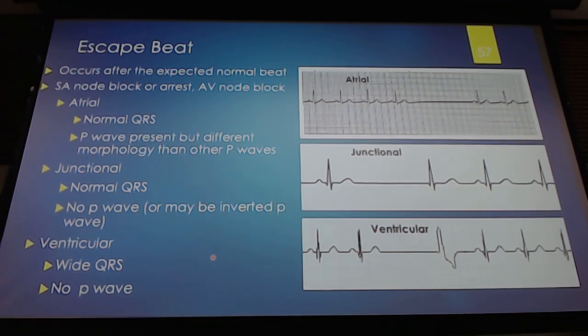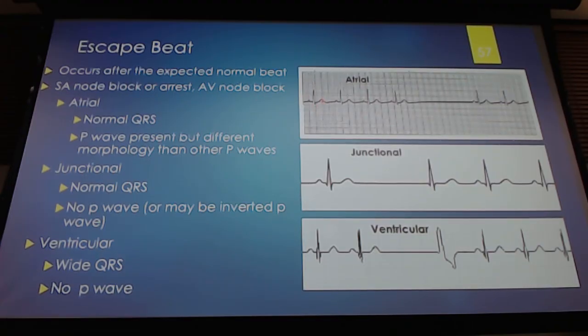PQRS, but that P is going to look a little bit different. Junctional, you might have a P, you might not. If you do have an inverted P, it's going to occur later than we would think. And then ventricular is going to occur later. It's going to be that wide QRS complex. Maybe a P buried within there.